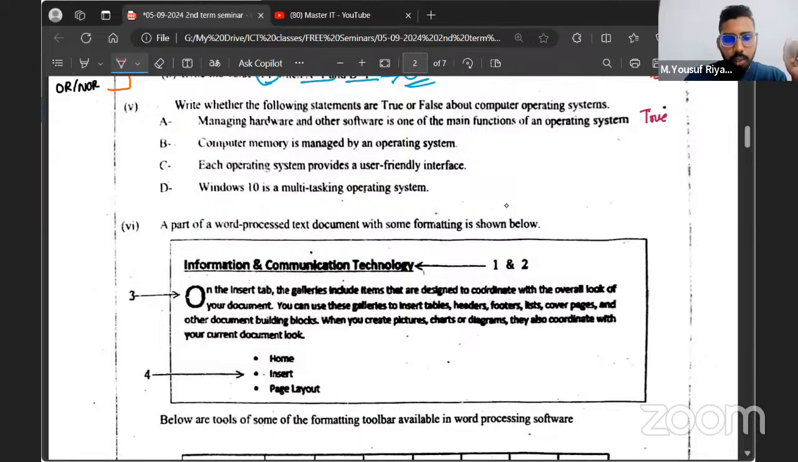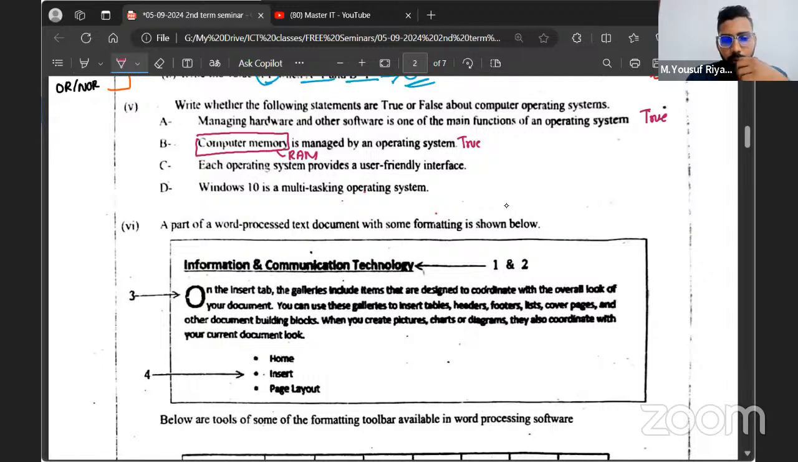Next, computer memory is managed by an operating system. Yes, your RAM, also known as computer memory, is managed by your operating system. We call it a part of managing hardware. There is process management, memory management, network management. There are 6 parts. Out of them, managing your computer's memory. Mainly, when you talk about computer memory, we are referring to the RAM. So managing our computer's memory is a part of the operating system. That's also true.